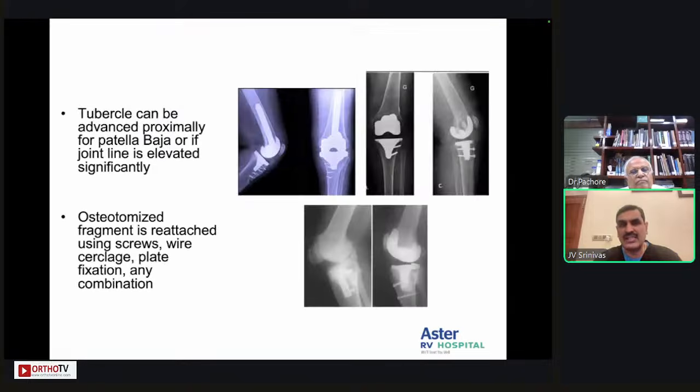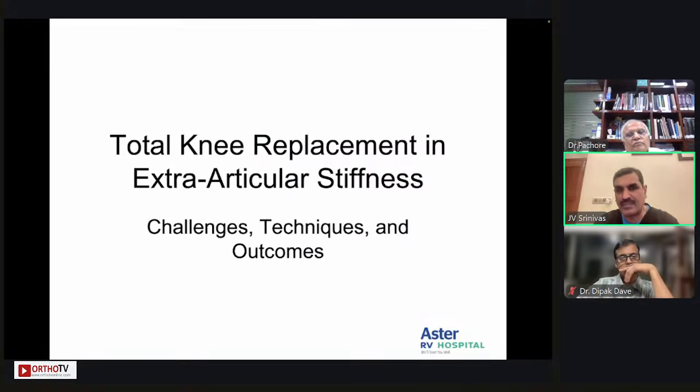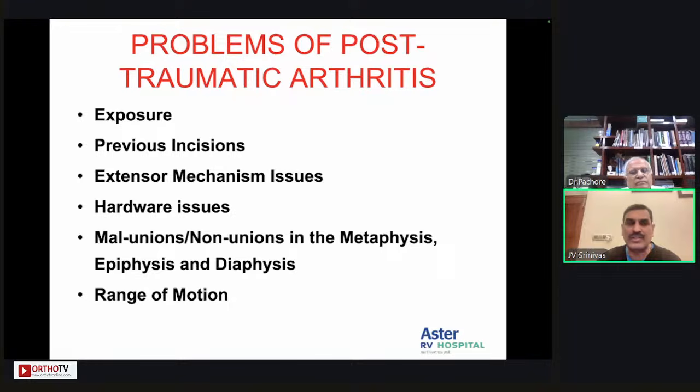So these are the extensile approaches which you need to know whenever you are trying to handle an extra-articular stiff knee. And we'll come to the total knee replacement, extra-articular stiffness, and later we'll talk about intra-articular stiffness. So problems, post-traumatic cases, definitely I showed in all these cases, exposure because of your previous surgery, previous scars, and extensor mechanism issues, that is contracture issues.